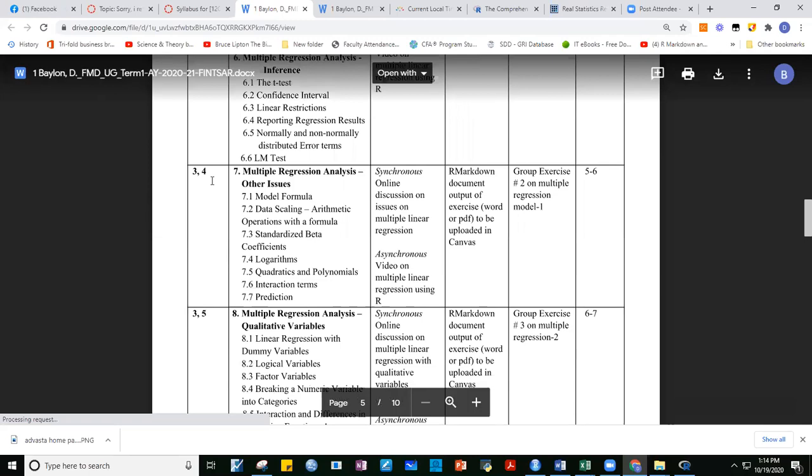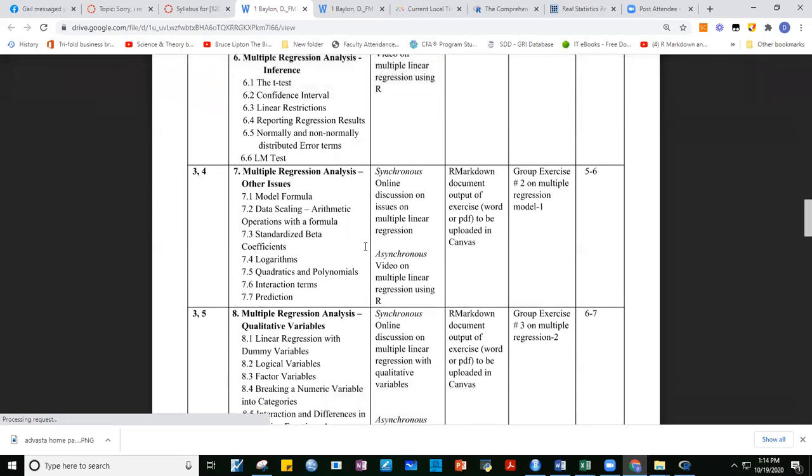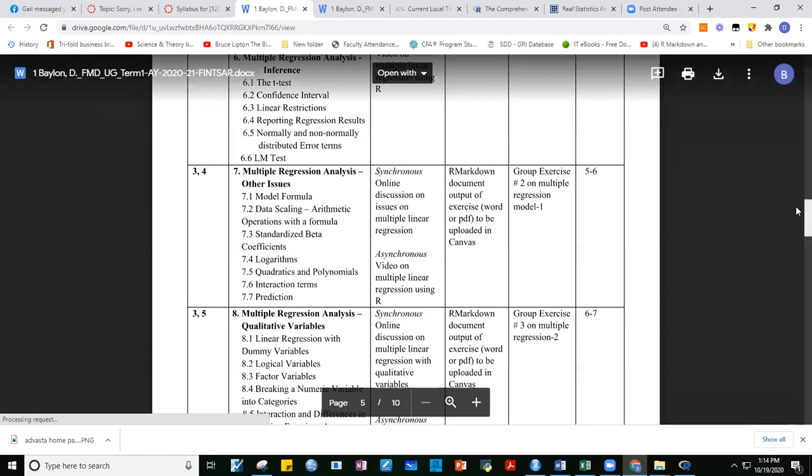Then other topics, guys, in multiple regression. We're going to look at the use of logarithms. We're going to look at the use of interaction terms, especially when we deal with financial data.